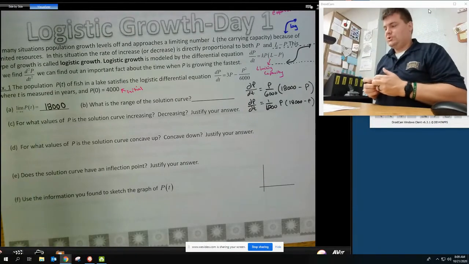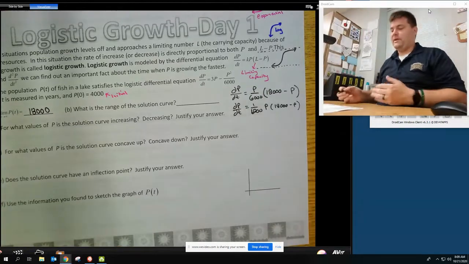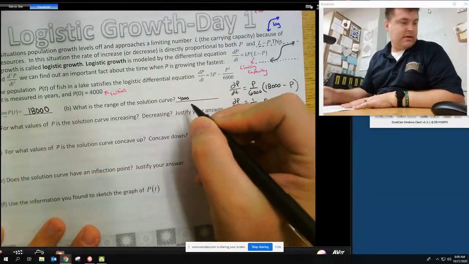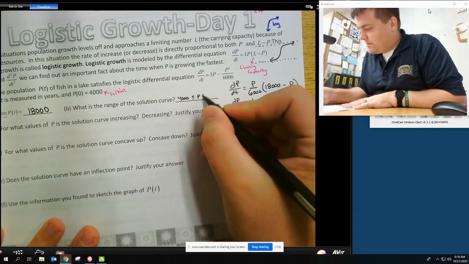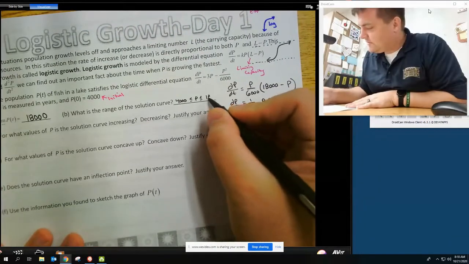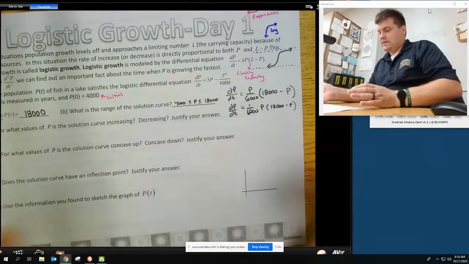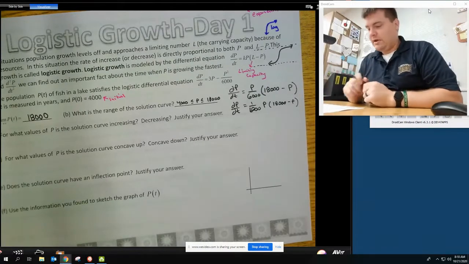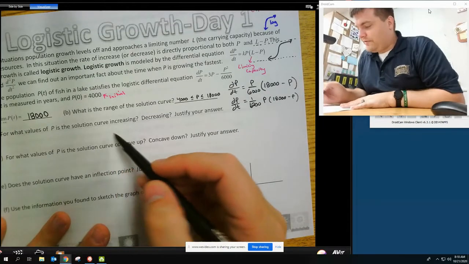What is the range? Essentially, the range is from the bottom asymptote to the top asymptote. The bottom started at 4,000, and that's going to go from P all the way up to 18,000. So P can equal 4,000 because it goes up to that, and it can actually equal 18,000 as well. For what values of P is the solution curve increasing or decreasing?